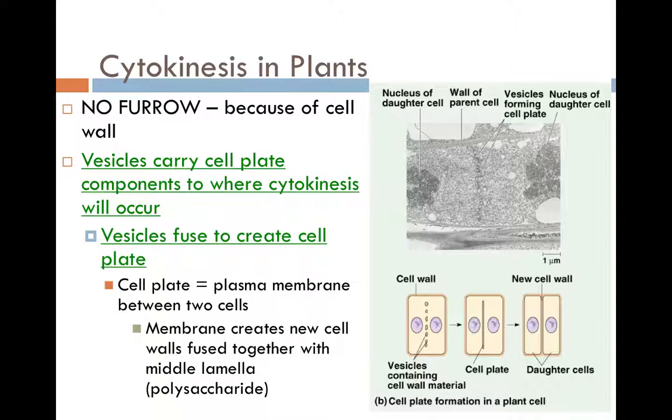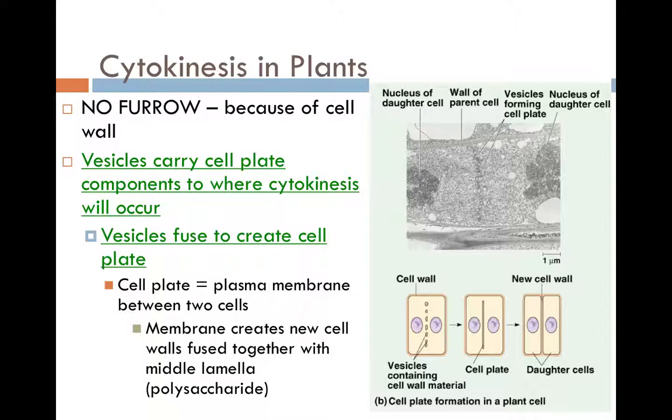However, in plants, because there is a cell wall, you can't have a cleavage furrow because that cell wall is so strong and it doesn't just fold in like a plasma membrane. So what happens is that there's a cell plate formed, and the cell plate is formed by vesicles carrying cell wall components in between the two new daughter nuclei. And this is where cytokinesis occurs, in the middle of the cell.